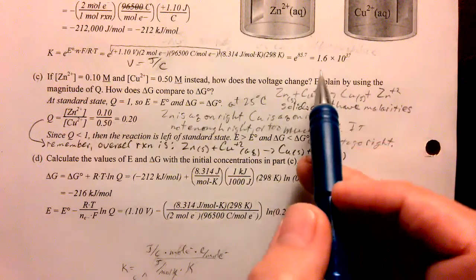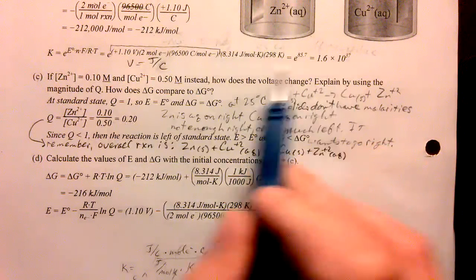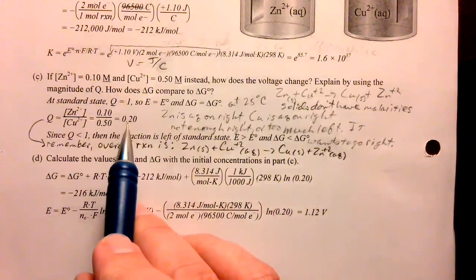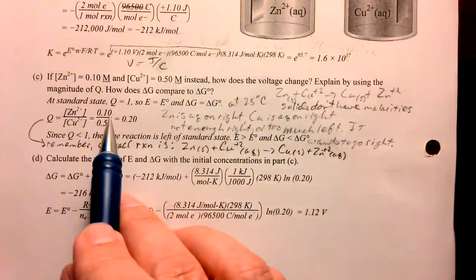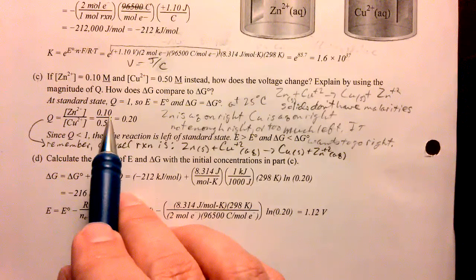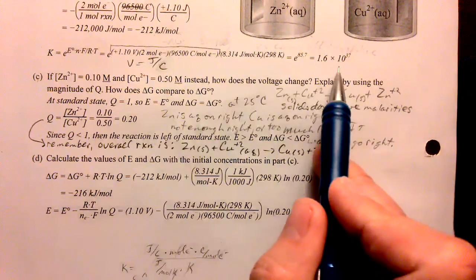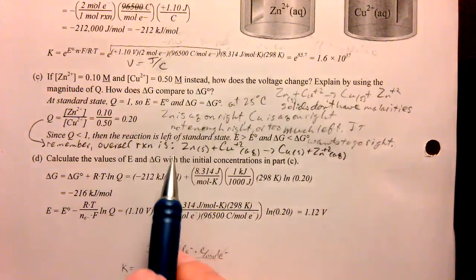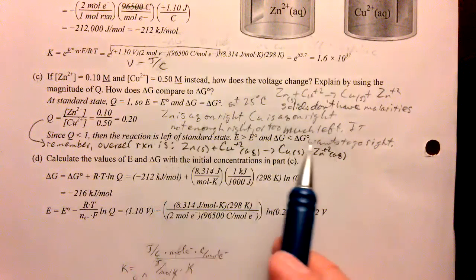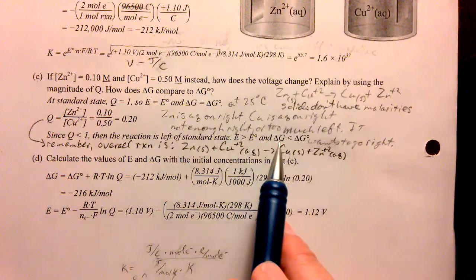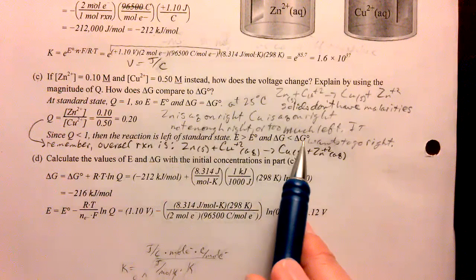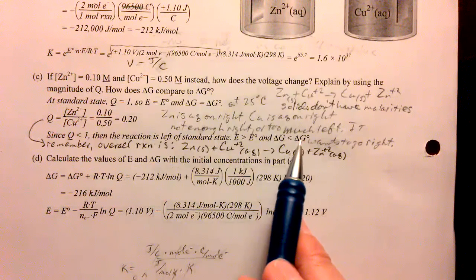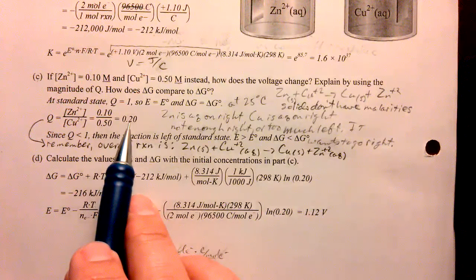Well, we just found that K is this enormous number up here, so Q is decidedly less than K. When Q is less than K, we don't have enough numerator. We need to create more product, and we need to create a lot more product if we're going to reach that number. Nature very much wants this reaction to happen. So this reaction is favored toward the forward direction, and then delta G would be less than delta G standard. Standard state would be Q equals 1.